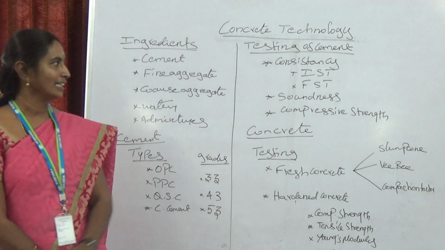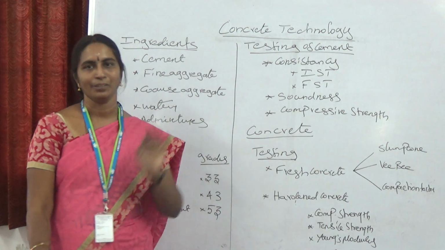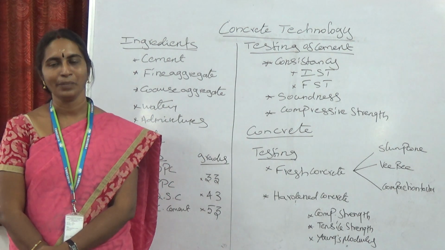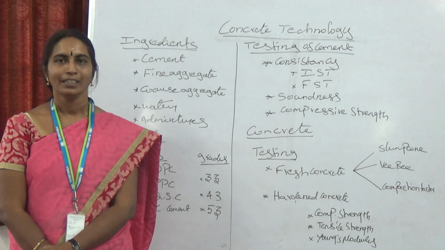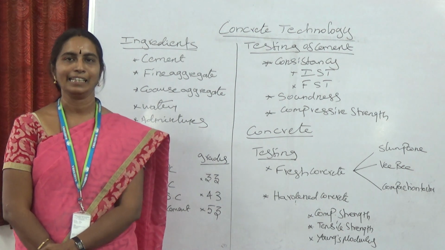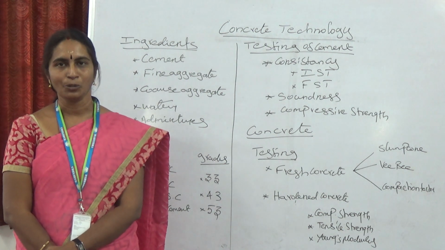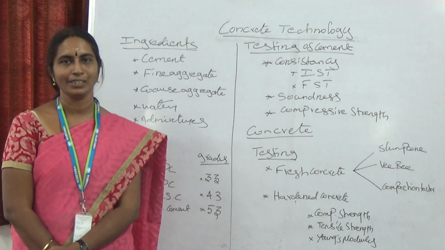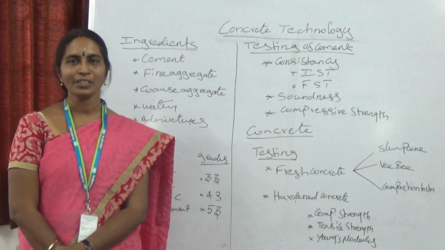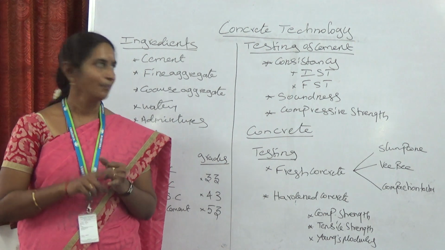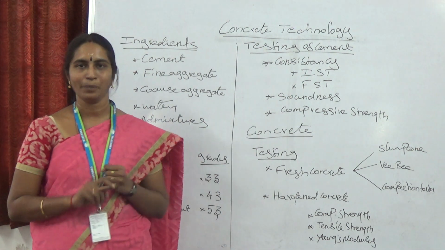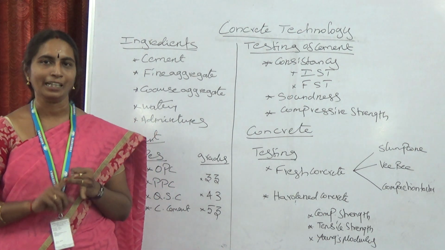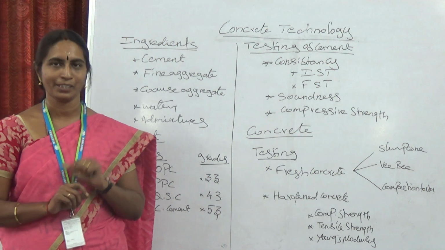The next important test for the cement is soundness. Soundness is a main property for using the cement. In the soundness test, we determine the expansion of the cement. As per the code, the allowed maximum expansion of the cement is 10 mm. By using the Le Chatelier apparatus, we test the soundness or expansion of the cement. As per the code recommendation, 10 mm is the maximum expansion.